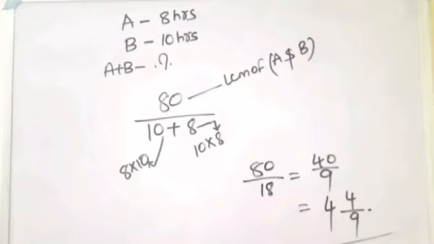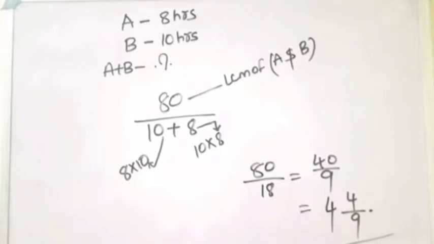Okay, so 8 is going to 10 times of 80, so 10 is going to be 10 eights, 80. So 80 by 10 plus 8, so 80 by 18. So 80 by 18 is going to be 40 by 9, so 40 by 9 can be written as 4 by 9. So the answer is going to be 4 by 9 hours that A and B together can do it.